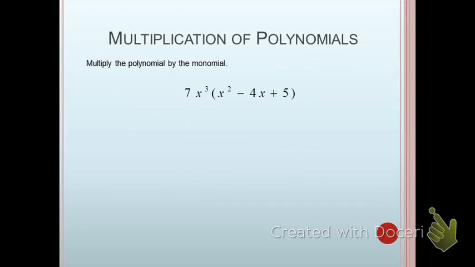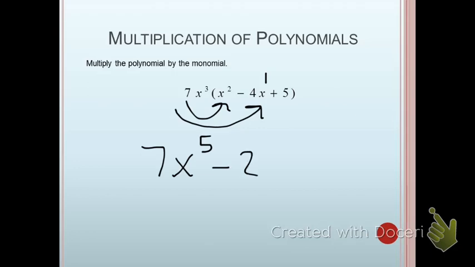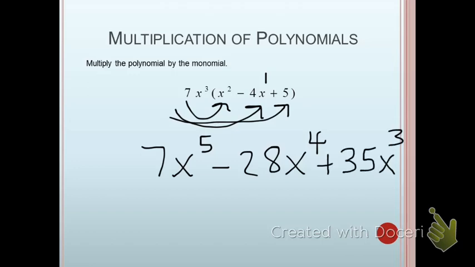So let's try two examples on our own. In this example, a monomial is being multiplied by a trinomial. So let's go ahead and distribute the 7x cubed. 7x cubed times x squared is 7x to the fifth. 7x cubed times -4x is -28x to the fourth. And 7x cubed times 5 is +35x to the third.